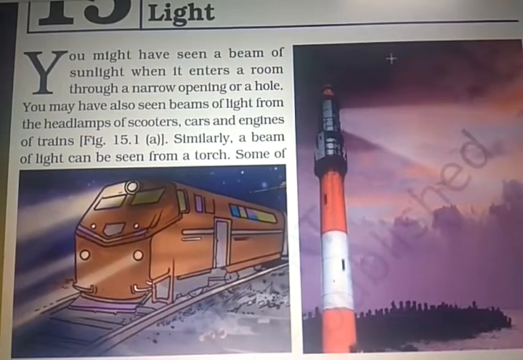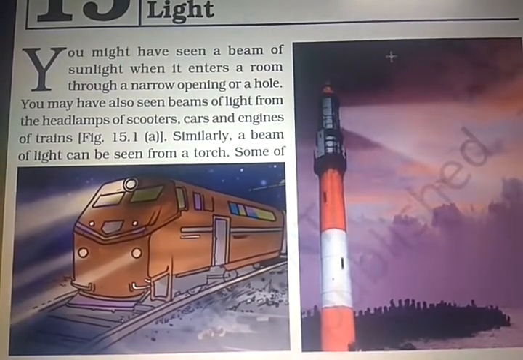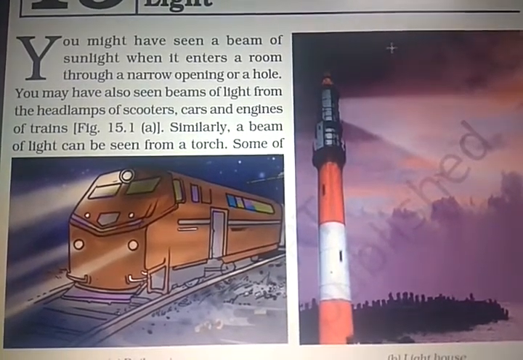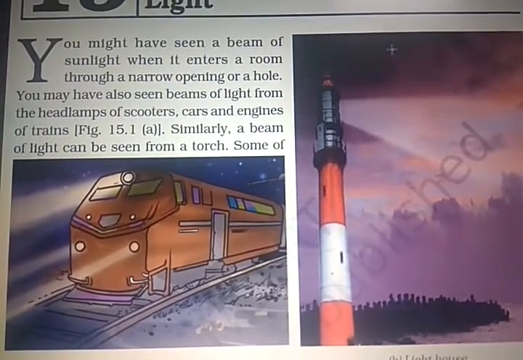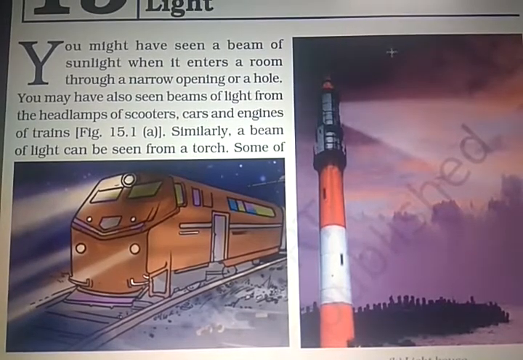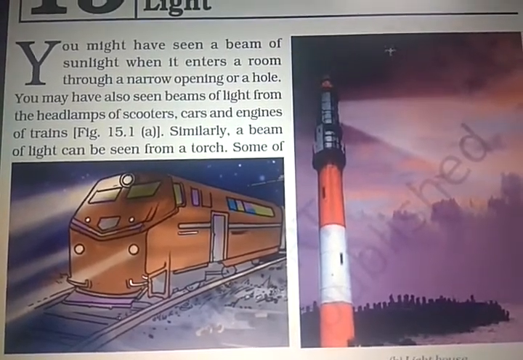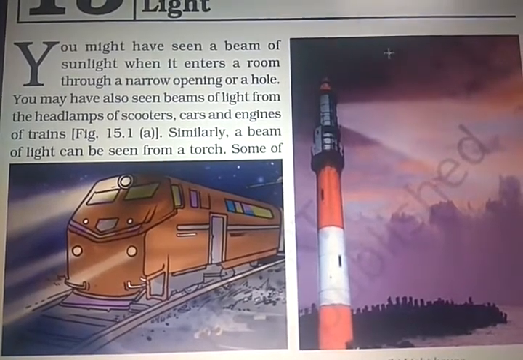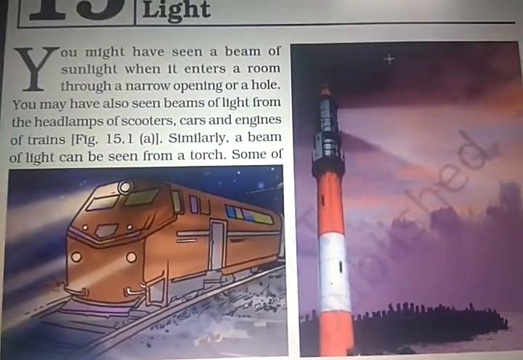It is straight, right? So let us see the properties of light, that light always travels in a straight direction. There is one activity that we are going to see. From that activity we can easily know that light always travels in a straight direction. Now you watch this activity.